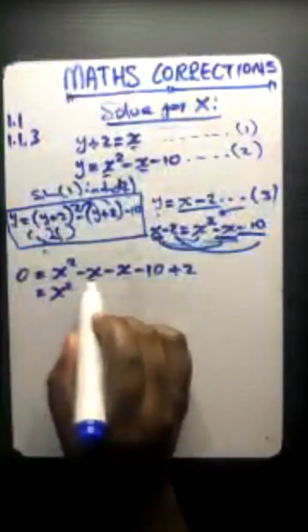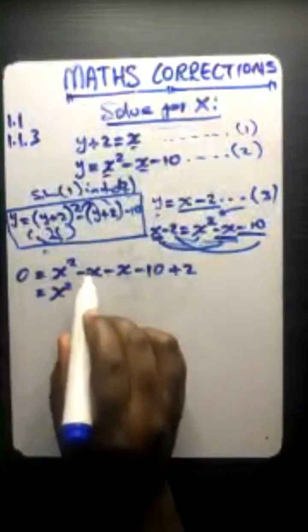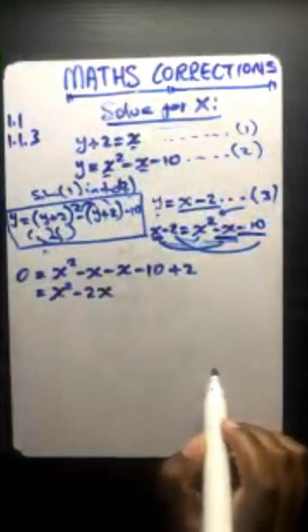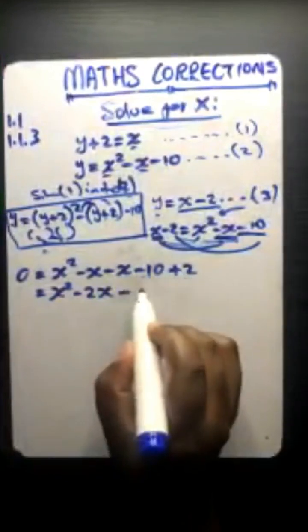What is that? 2 of this. Some of you guys write 2x as a positive, but it's not. Punch negative 1 minus 1, it's going to give you negative 2. Then you know it's negative 2x. Punch negative 10 plus 2, it's going to give you negative 8.